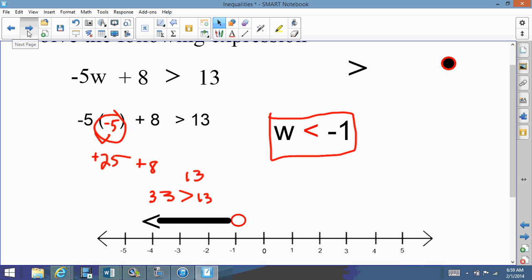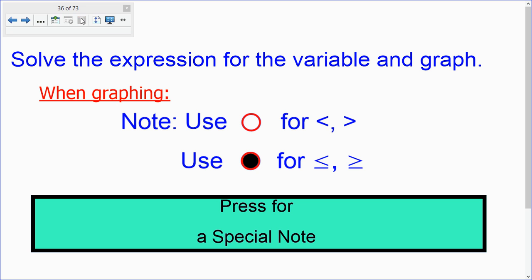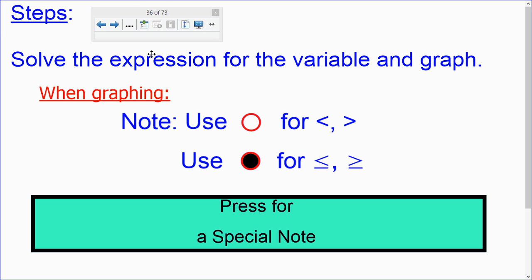Now I want you to take a look at these steps for when we're dealing with the comparison symbols. So our steps: solve the expression for the variable and graph, of course. When you're graphing, remember, use open circle for less than or greater than, colored in circle for less than or equal to, greater than or equal to. And remember, I say if there's no line underneath your comparison symbol, no color. If there is a line, you have color.